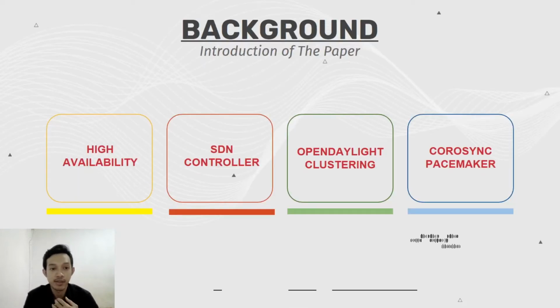Okay, the background introduction of the paper. In order to increase network availability, improve network management, reduce network operating costs, and develop network innovation, high availability is required. As for previous research, it discussed the comparison of the availability of controllers with OSGP clustering and Distributed Replicated Block Device. This paper discusses high availability, comparing OpenDaylight or OSGP clustering and the Corosync Pacemaker method to find out which high availability is the best.